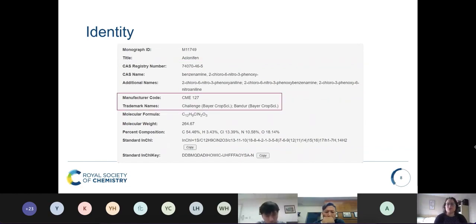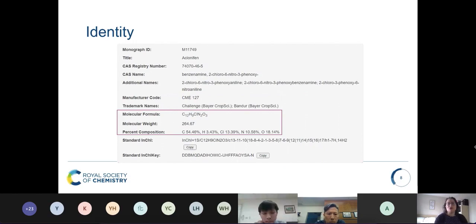We also have, in the case of industrial products, a manufacturer code and any trademark names that we can find. So the manufacturer code in particular is often used in early literature, particularly for drugs, and it will not have its name assigned by then, but it will have a code, and you can use that to track through the literature. And trademark names and their manufacturers are also important to capture, because some people may only know things by a trademark.